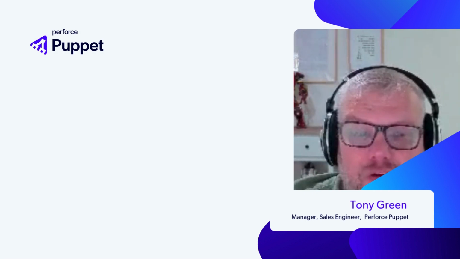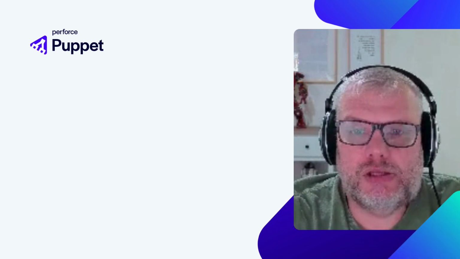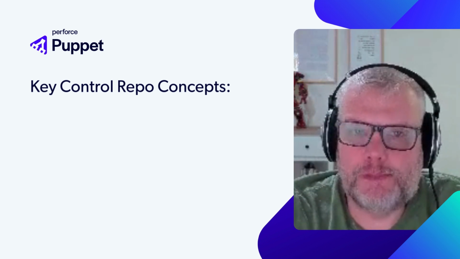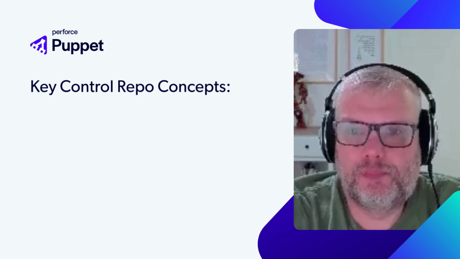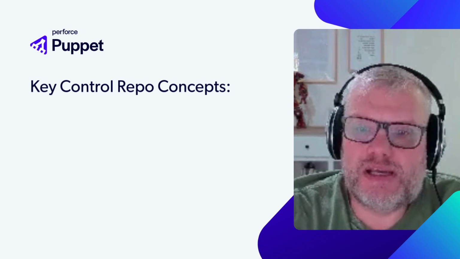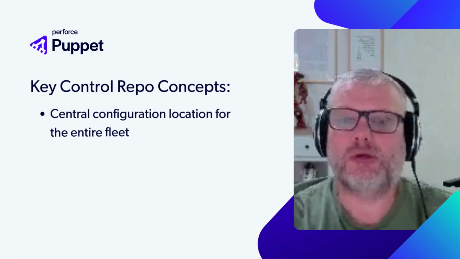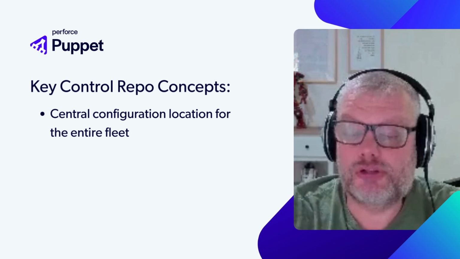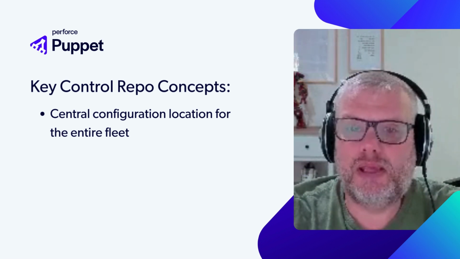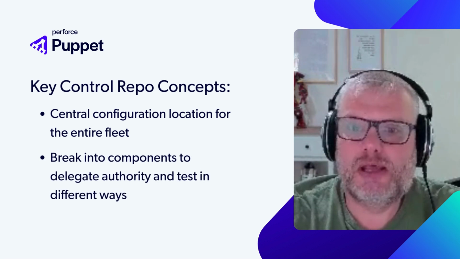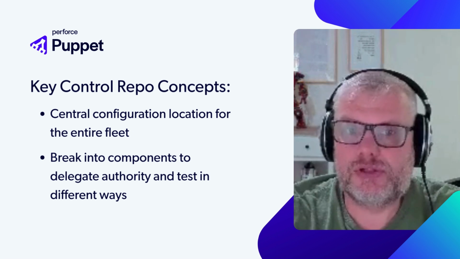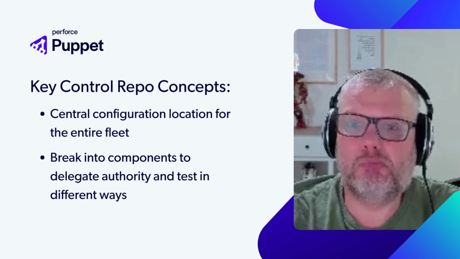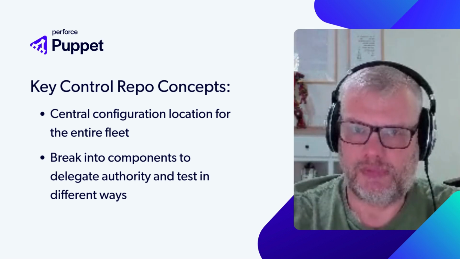Now, if you're fairly new to Puppet, you will have heard the term control repo. A control repo, or control repository, is a core part of Puppet. The idea behind it is that it becomes a central location where you can manage your configuration for your entire fleet, but it's broken up into components that allow you to do delegation of authority, testing in different ways.